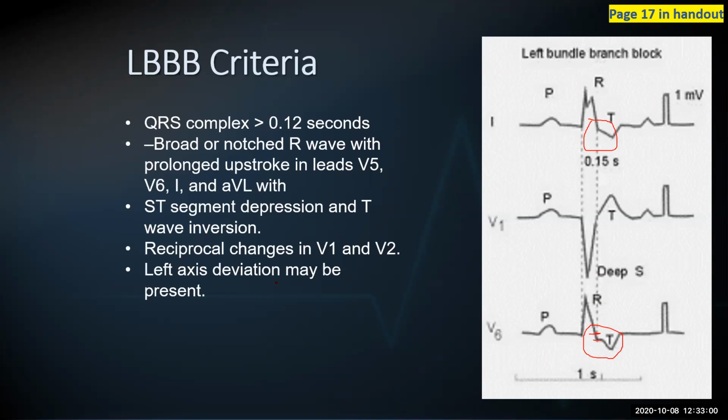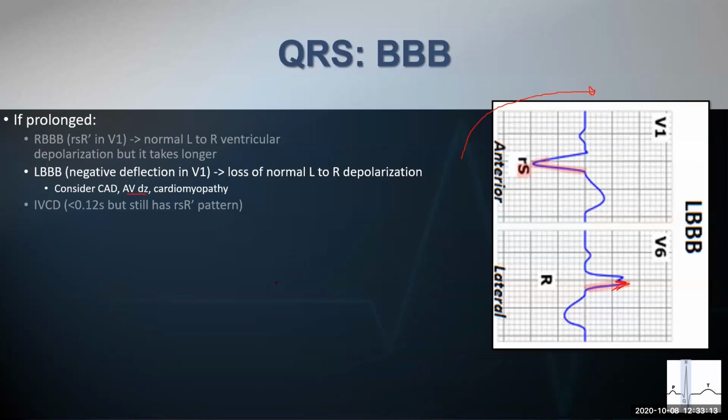Left axis deviation is very commonly present. It doesn't have to be present, but in most instances you're going to see it. I don't want to say LAD because I don't want you to think it's left anterior descending, but you can see some left axis deviation as well. So let's review very quickly the right bundle.